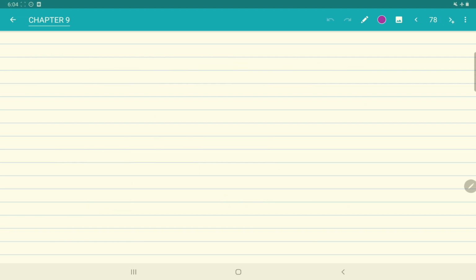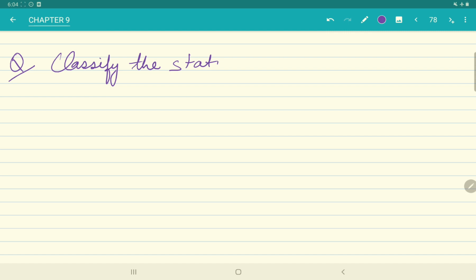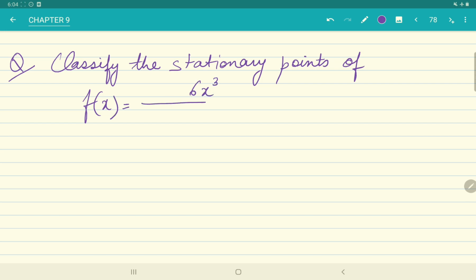I now take up another question. So again, we would like to classify the stationary points of f of x equal to 6x cubed divided by x raised to the power 4 plus x squared plus 2.